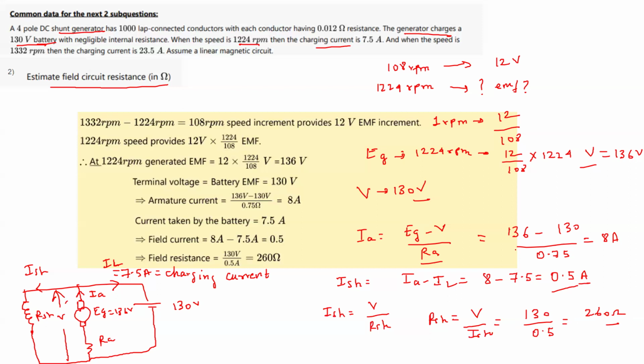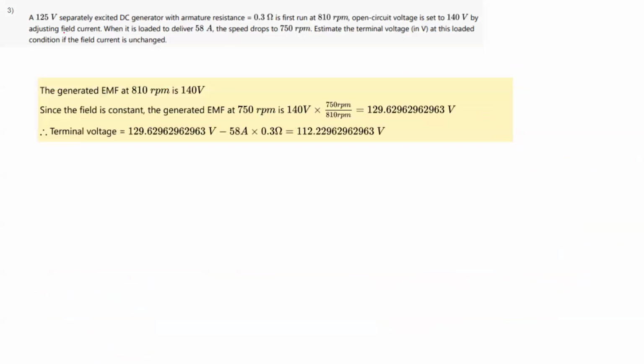Okay, so now let us go to the next question. In the next question, they are saying a 125 volt separately excited DC generator with armature resistance 0.3 ohm is first run at 810 RPM. The open circuit voltage is set to 140 volt by adjusting the field current. So here this is the separately excited generator.